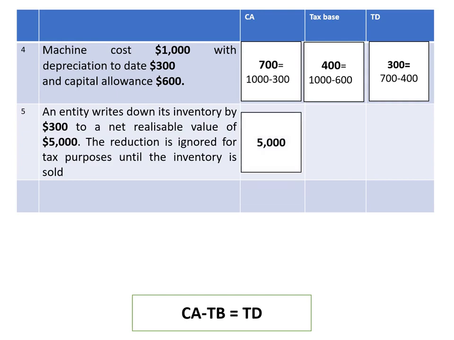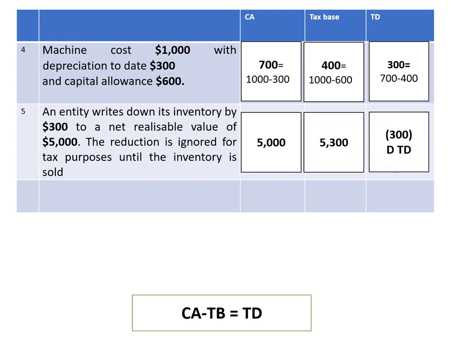What is our tax base? Our tax base is, they are ignoring the reduction for tax purposes. That means, therefore, it would be what it was before we wrote it down, which would be 5,000 plus 300, which will be 5,300. Our temporary difference is $300. In this particular case, we have an asset that is less than the tax base. The tax base is higher.